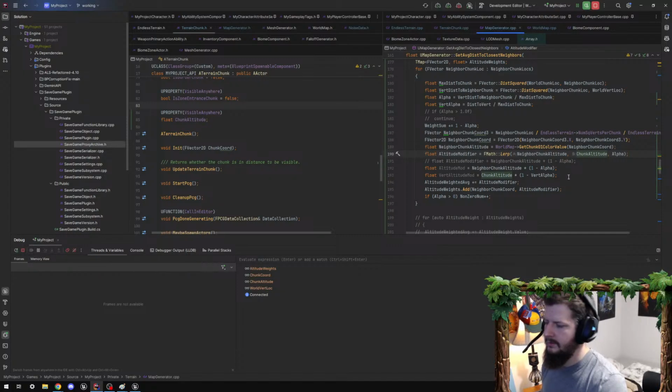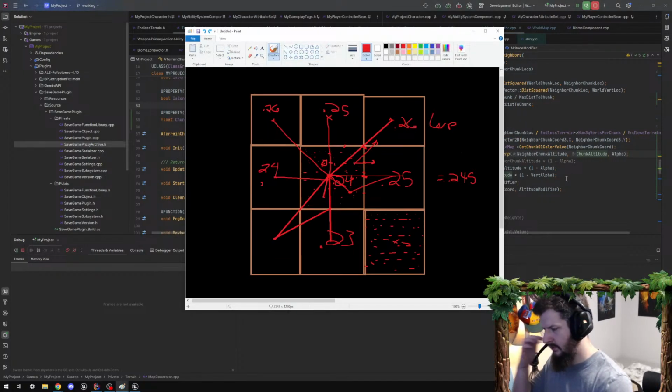Because really what I'm trying to do here with these verts is get some sort of weighted average based on its distance. And I can't seem to have pulled that off yet.